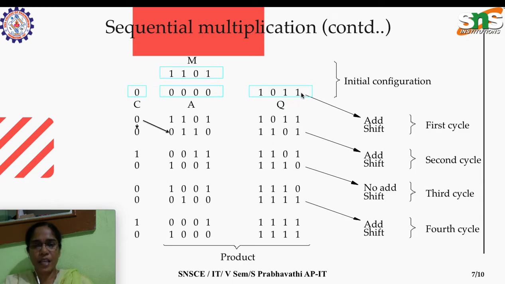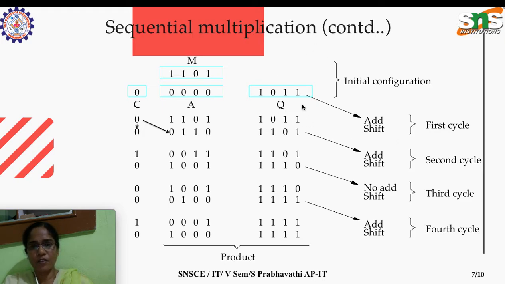If the multiplier LSB is 1, we add the partial product and the multiplicand. Then we shift the entire result towards the right. This is the MSB and this is the LSB.